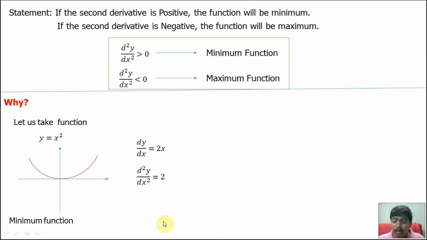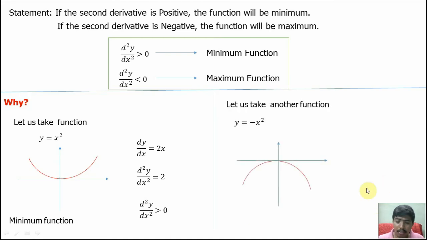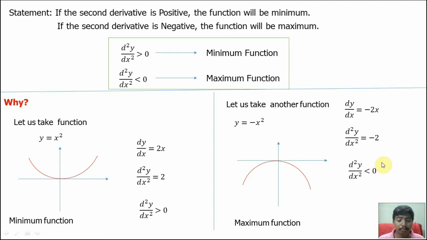Let us take another example. y is equal to minus x squared. This is the graph. This is a maximum function because there is a maximum value. The first derivative is equal to minus 2x. The second derivative is minus 2. If the second derivative is negative, definitely the function will be a maximum function. This is the proof. Let me solve a problem.